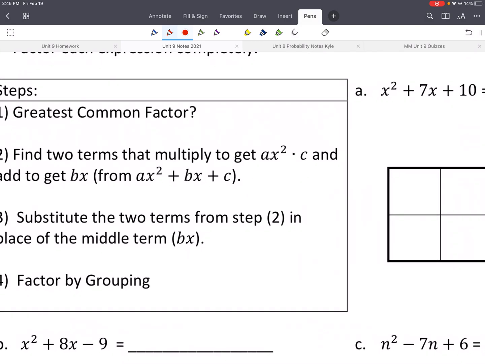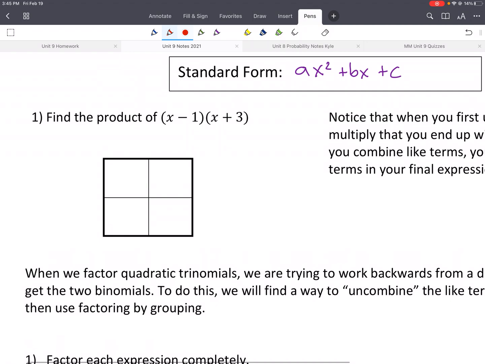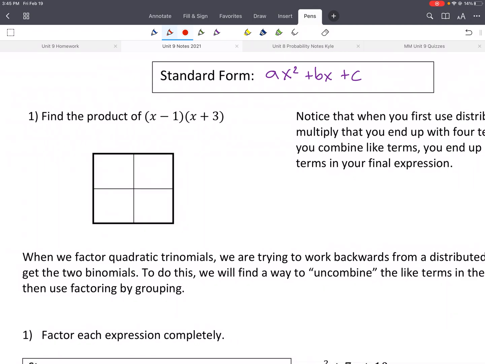So again, this is kind of a recap. Maybe we'll start at the beginning. What we did in the past is we distributed these and we would end up getting an x squared and a positive 3x and a negative 1x, and a -3, and we ended up getting 3 terms. But we weren't done because we wanted to combine like terms, and that gave us 2x for the middle. Okay, so you end up getting a quadratic trinomial.